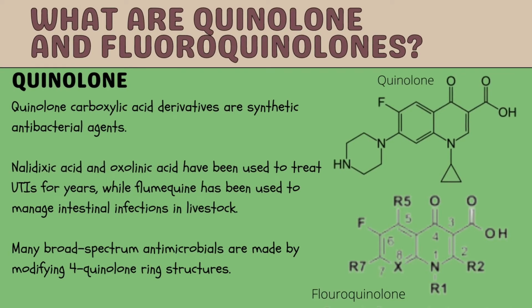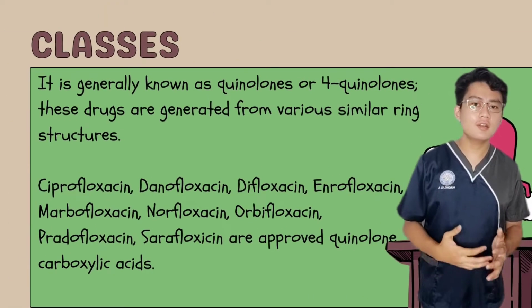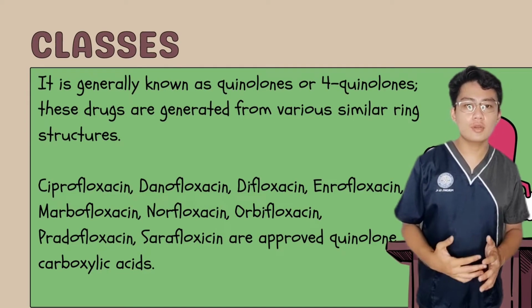To start with, quinolone carboxylic acid derivatives are synthetic antibacterial agents. Nalidixic acid and oxalinic acid have been used to treat UTIs for years, while flumequine has been used to manage intestinal infection in livestock. Many broad-spectrum antibacterials are made by modifying 4-quinolone ring structures. For its classes, it is generally known as quinolones or 4-quinolones.